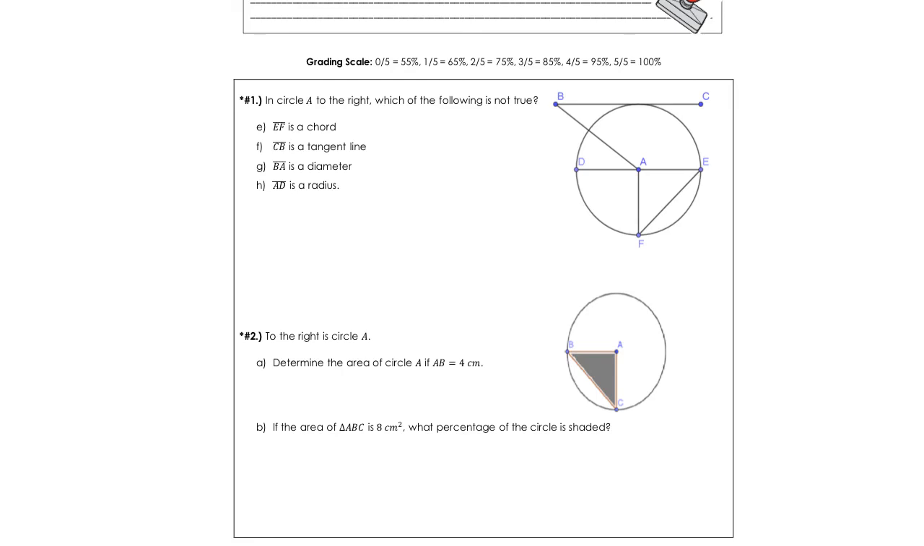So here's the exit ticket. The first one is worth 2 points. The second one, part A, is worth 2 points. Part B is worth 1 point. So that's out of 5 total points. So submit that on Google Classroom.